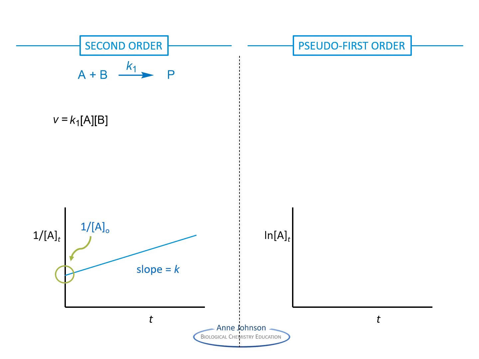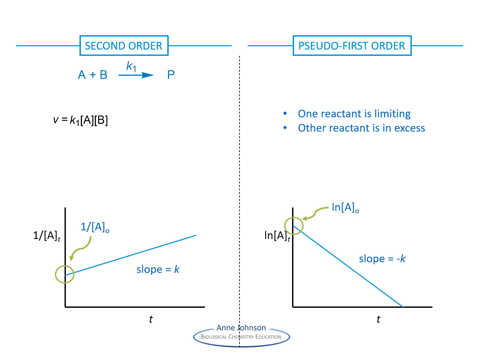In order to simplify second-order reaction kinetics, we can adjust the concentrations of the reactants so that one of them is limiting and the other is in excess, usually by a factor of 100 or more. These conditions allow us to treat the reaction as if it were a first-order reaction. We call this pseudo-first order. The resulting plot looks like the first-order plot with a slope of minus k.